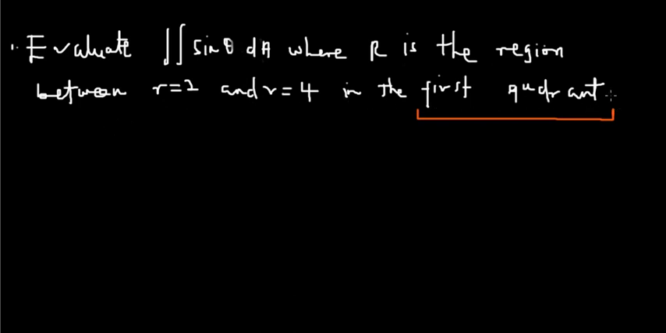So in every question when it comes to polar domains, you'll be given the quadrants. It could be first, second, third, or fourth. And then you have to know what the respective values are for those quadrants.